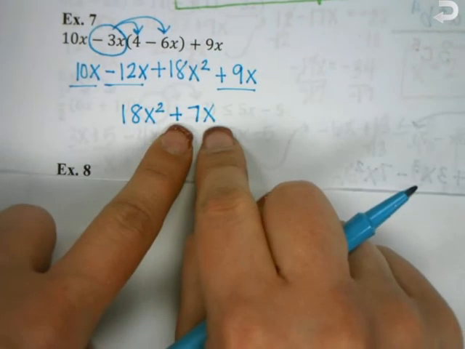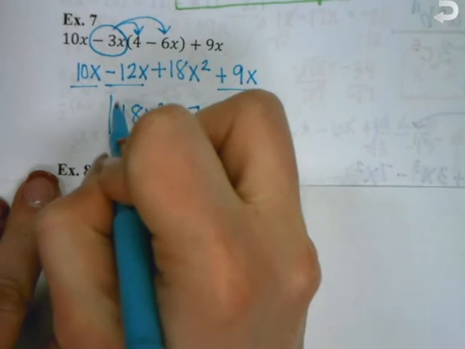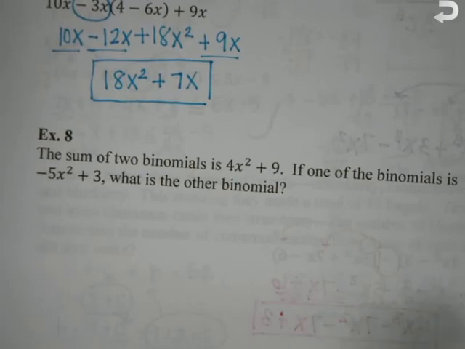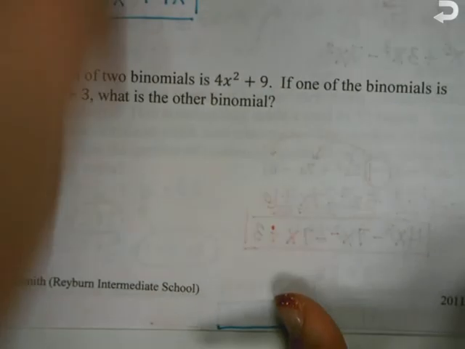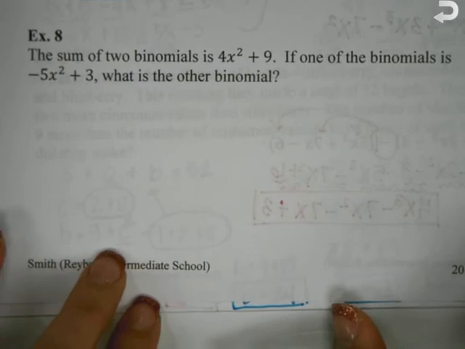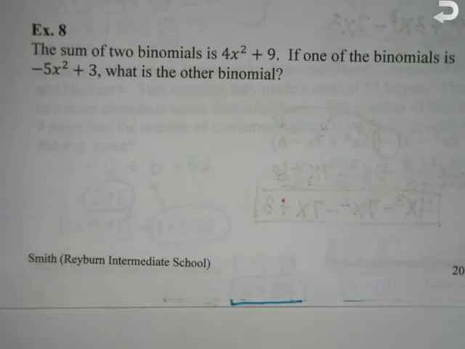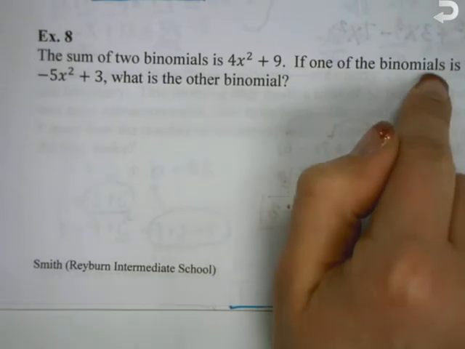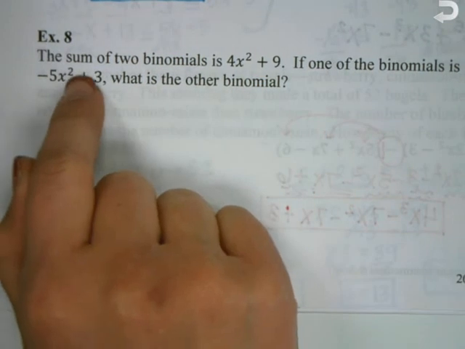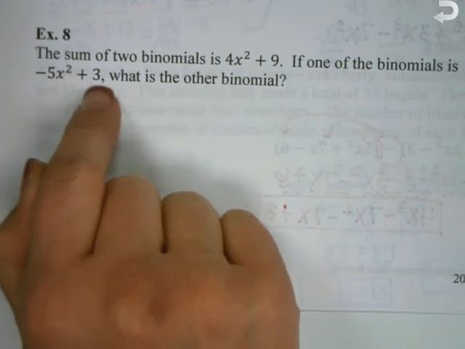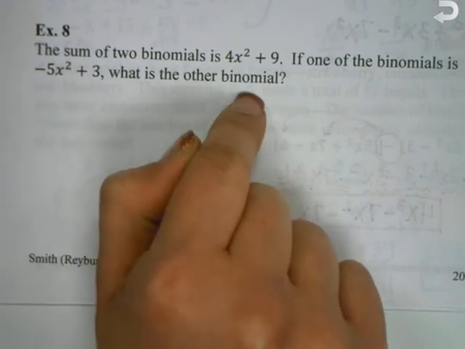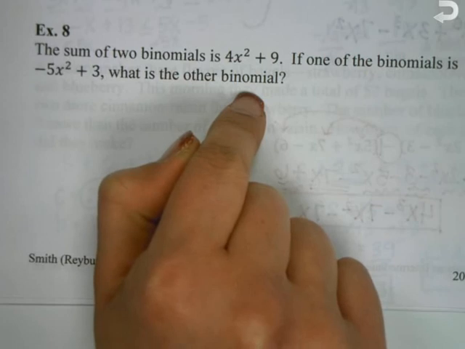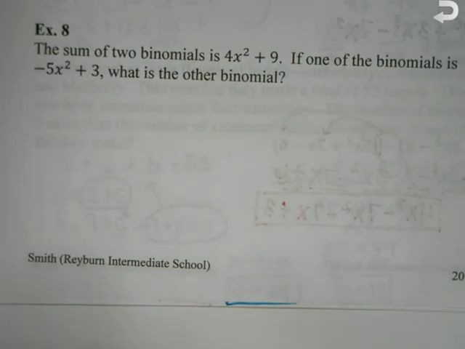The sum of two binomials is 4x squared plus 9. If one of the binomials is negative 5x squared plus 3, what is the other binomial? Okay, the first thing we're going to do is let's read the problem. Let's write it all out as we read it. The sum of two binomials. So let's write those binomials. We just don't know what they are yet.